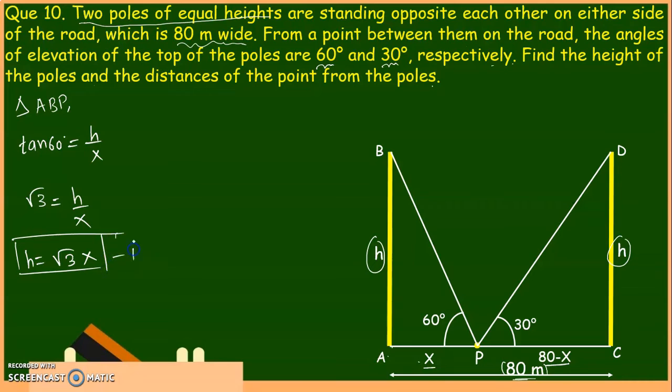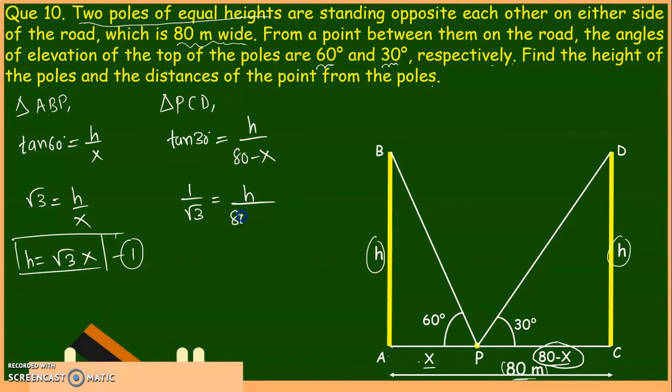Let's say this is equation number 1. Now if you consider the another triangle, that is PCD. In this triangle PCD, if you take the formula for tan 30, that will be equal to opposite side, that is h, and adjacent side is equal to 80 minus x, this adjacent side, right? So here tan 30 will be equal to 1 by root 3 equals h divided by 80 minus x.